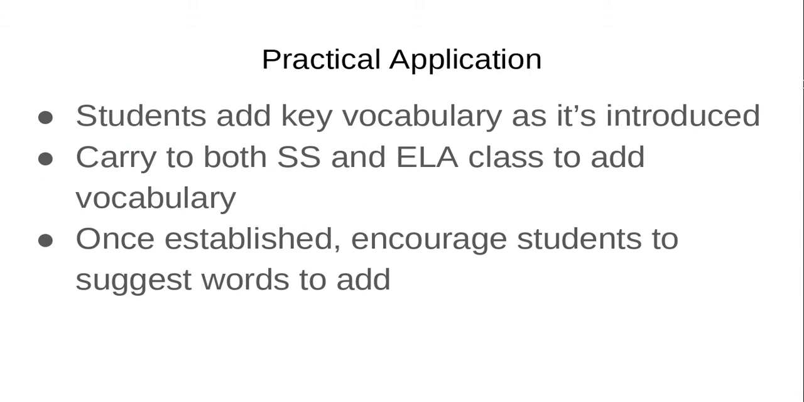Students will carry their vocabulary journals to both English and social studies class in order to add key vocabulary as it's introduced. At first, the words will be exclusively chosen by the teacher as students grow used to the process. However, once students are comfortable with using their journals, I would recommend that teachers model how they choose words for journals and then encourage students to suggest additional keywords to add and to make a case for why they're important. This will encourage students to think critically about the content as they consider which words are important enough to make the cut into their vocab journals.